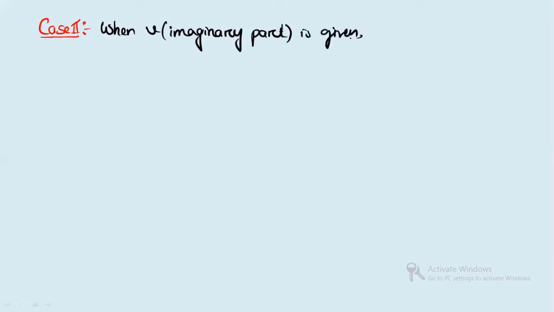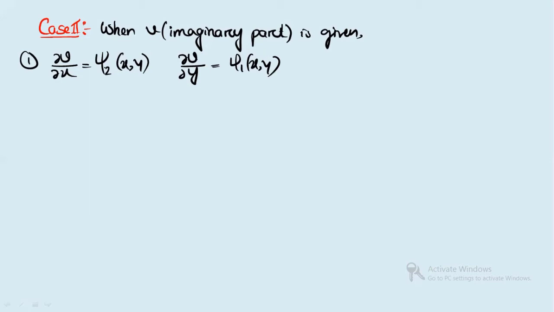Clear? Similarly, you can take case 2. In case 2, v, that is the imaginary part, is given. For this also, the first step will be to differentiate v with respect to x and y. But here you will take the first one to be psi 2 of x comma y, and this one you will take psi 1 of x comma y. Remember, when u is given, you take phi 1 phi 2, but here you will have to take psi 2 psi 1.